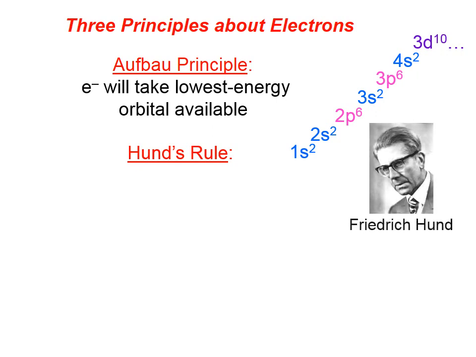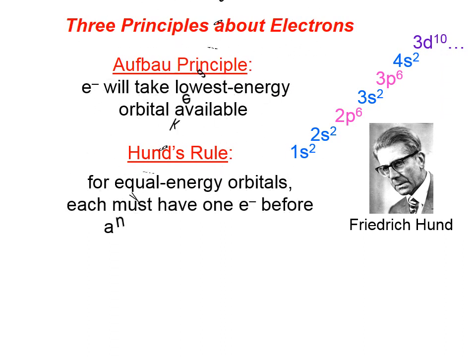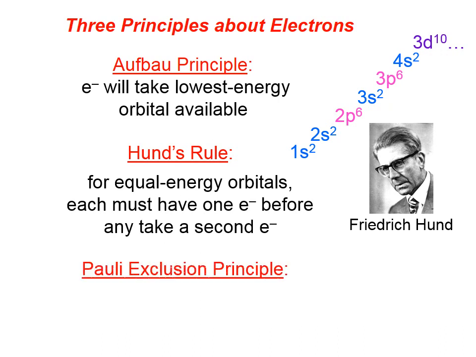The next principle is Hund's Rule, which was developed by Friedrich Hund, or as I call him, Fred Dog. And Hund's Rule says that for equal energy orbitals, each must have one electron before any take a second electron. And we stated in our electron jogging tracks analogy that there were, for example, three 2p orbitals, and each one of those 2p orbitals had to have one electron jogging on it before we could double up. And that was Hund's Rule.